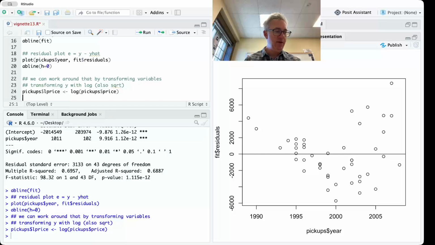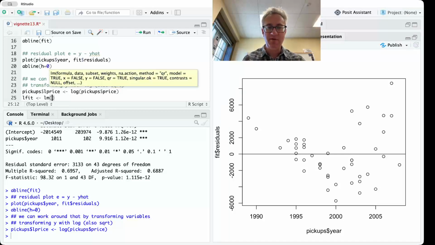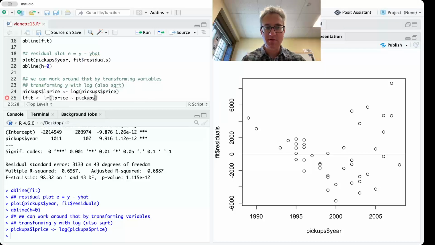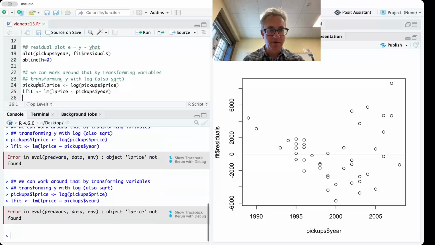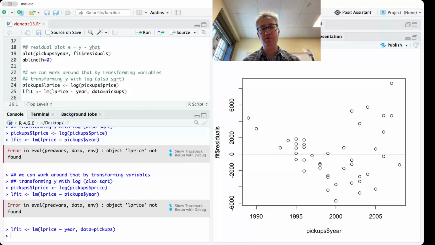And then I can do a fit that I'm going to call L fit with the LM command, and I'm going to do L price as my response, and the same X, which is pickups year. I didn't run the command before it. Okay. I've got to make sure I do data, and I don't need the pickups here. Year is fine, just like we did before. Data equals pickups. Okay, got it this time.